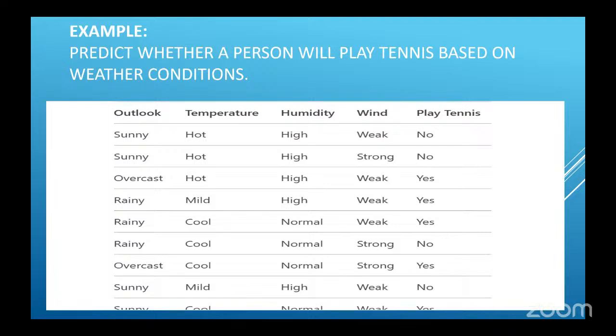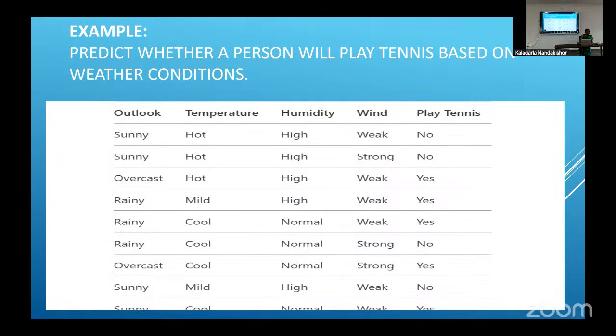So what are the attributes here? What are the column names here? Outlook, temperature, humidity, wind, and play tennis. Among this, which data is prediction data? Play tennis is the prediction data.